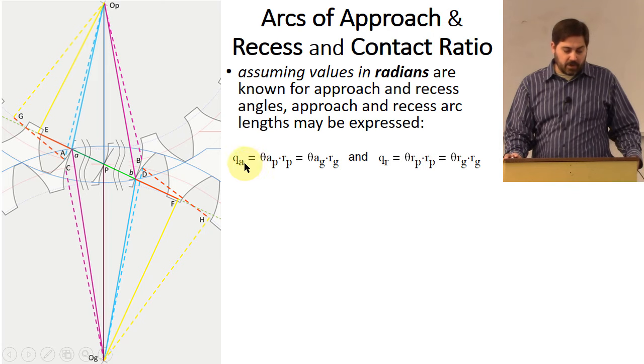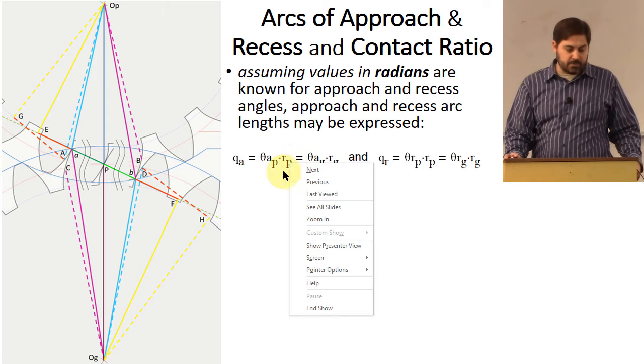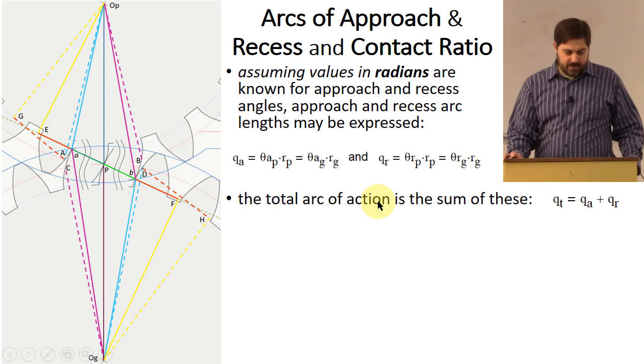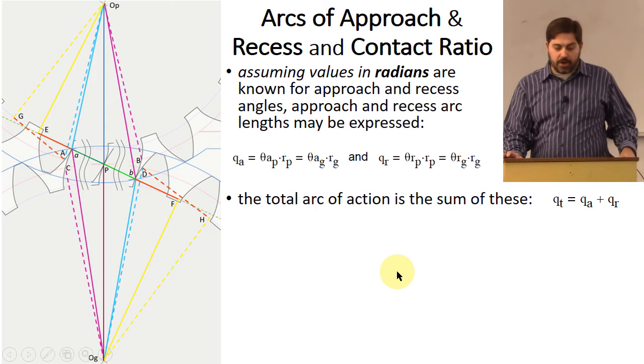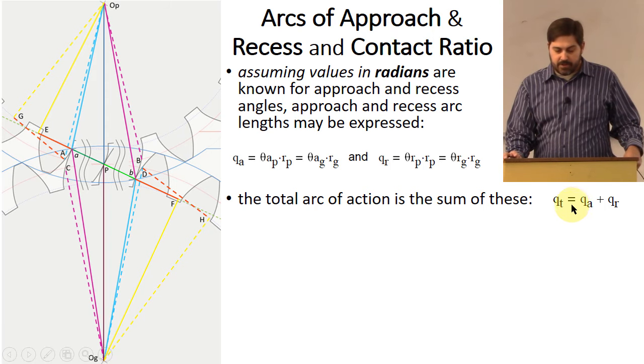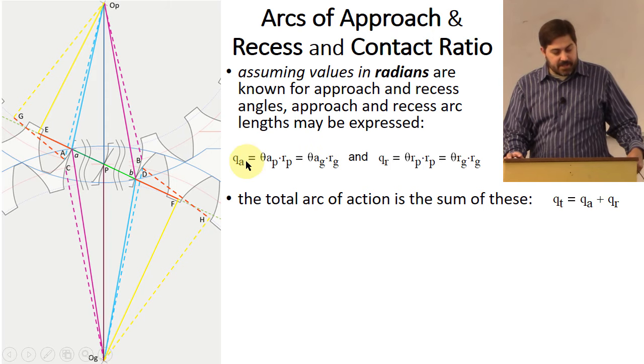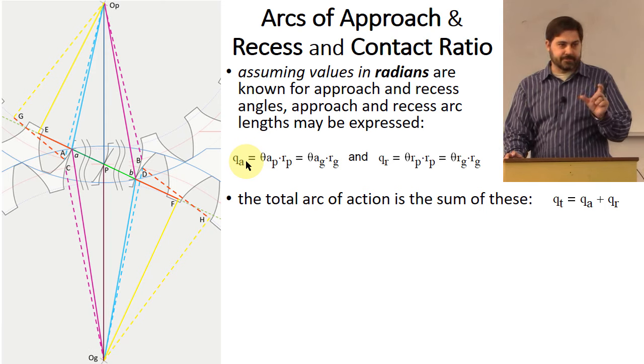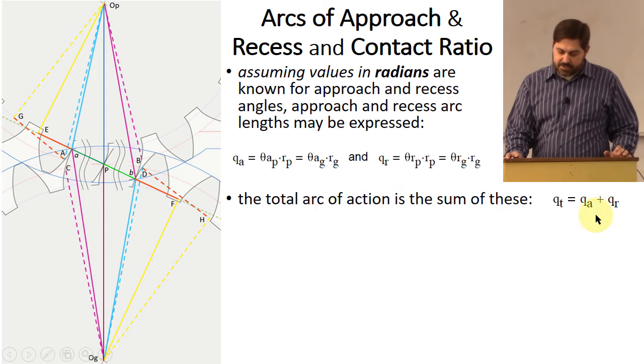We can figure out what the arc length of approach and the arc length of recess is just by taking the angle of approach, multiplying by the radius to the pitch circle as opposed to multiplying by the radius to the base circle. Is that with me so far? Okay. And if we want to think about the total arc of action, it's just the arc of approach plus the arc of recess. In case anyone's concerned, these are arc lengths along the pitch circles. Okay? Total arc of action is just the sum of those two.